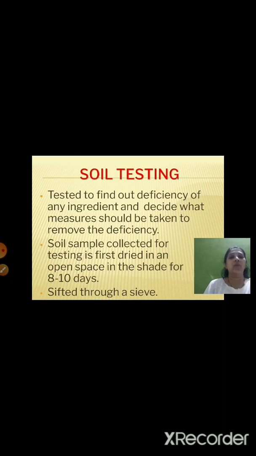Sifting through a sieve means the coarse particles present in it are removed. You have seen when we take wheat flour, you sift it through a sieve. The flour part comes down, and whatever coarse particles are there remain in the sieve. A sieve is also called a chalni.